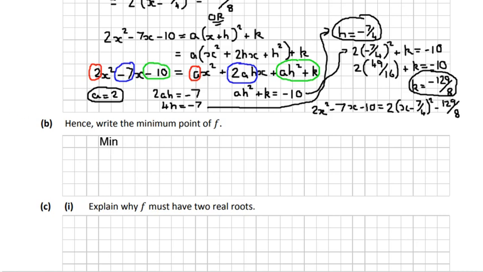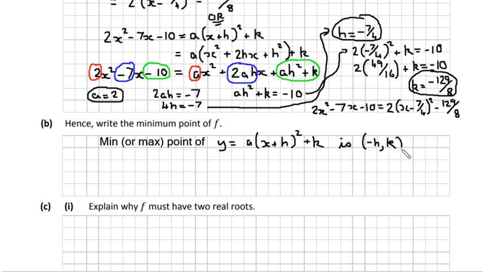So the minimum or the maximum point of a function in this form here, y is equal to a by x plus h to be squared plus k. The minimum point of that is always going to be minus h, k.